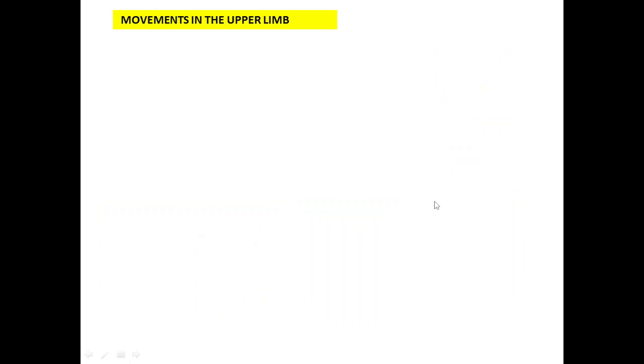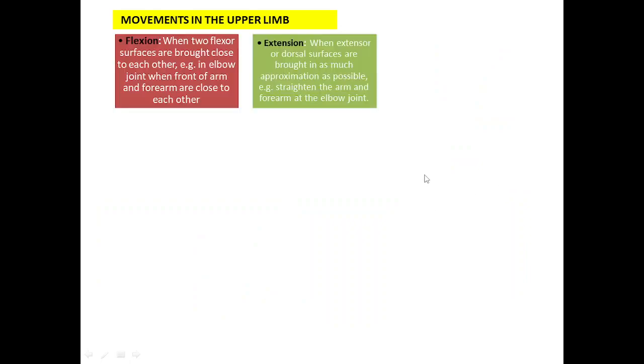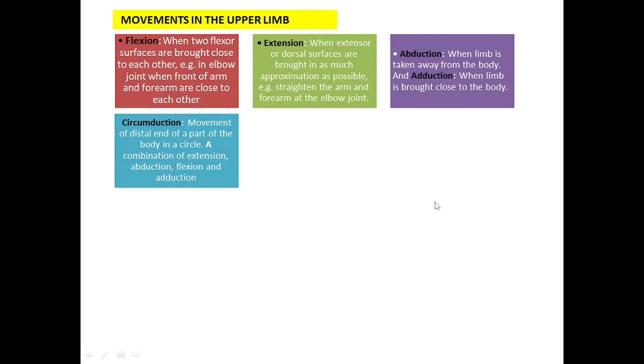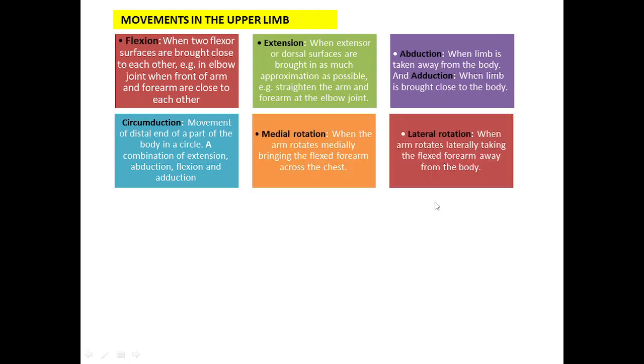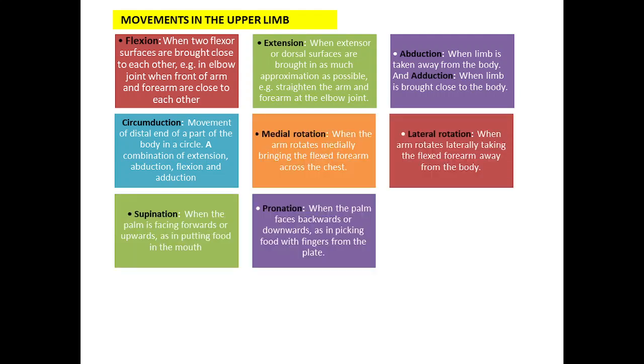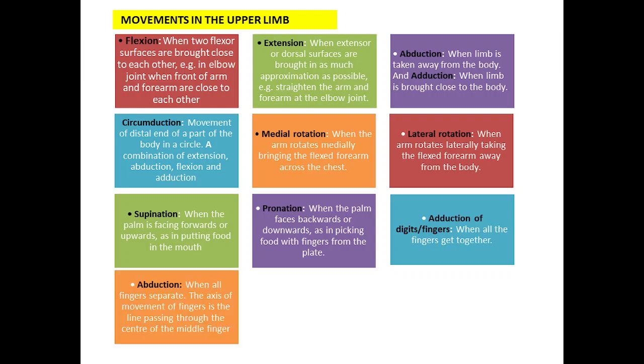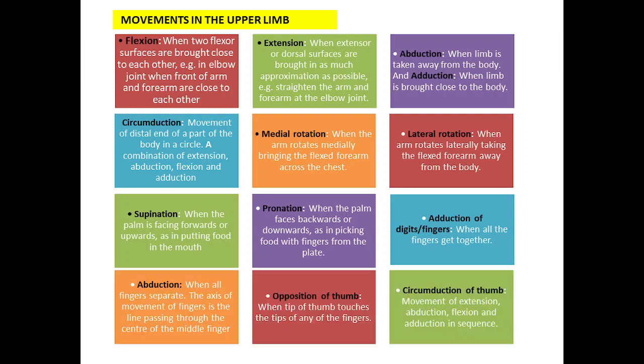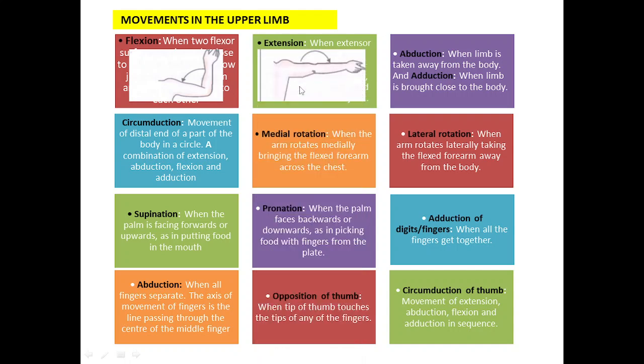Then we have some movements in the upper limb. There is flexion, extension, abduction, adduction, circumduction, medial rotation, lateral rotation, supination, pronation, opposition, and circumduction. Flexion is when two surfaces are brought close to each other. This is flexion. Extension is when the surfaces in which approximation is possible are moved apart. This is extension.